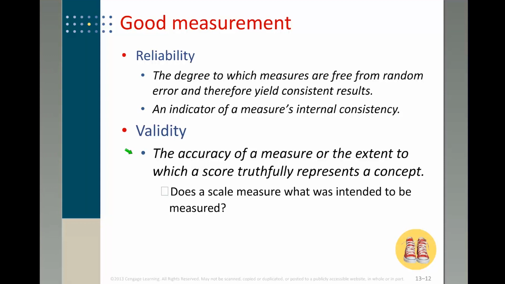So the first one is reliability. Reliability refers to the degree to which measures are free from random error and therefore yield consistent results. The key word here is really consistent. That is, the measurement will be the same even if we try to evaluate the subject in different ways.